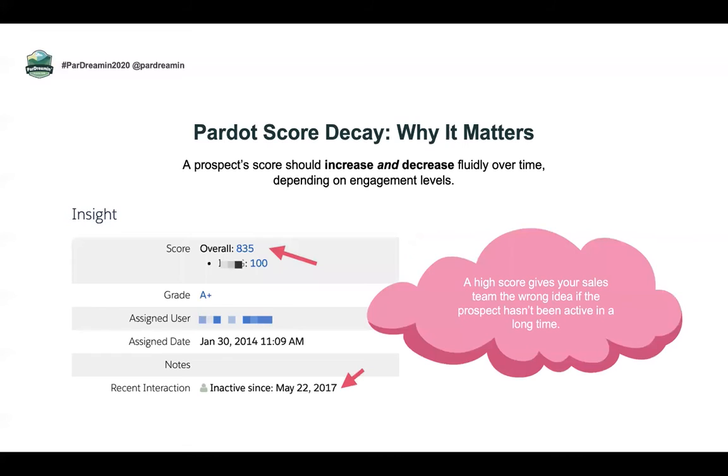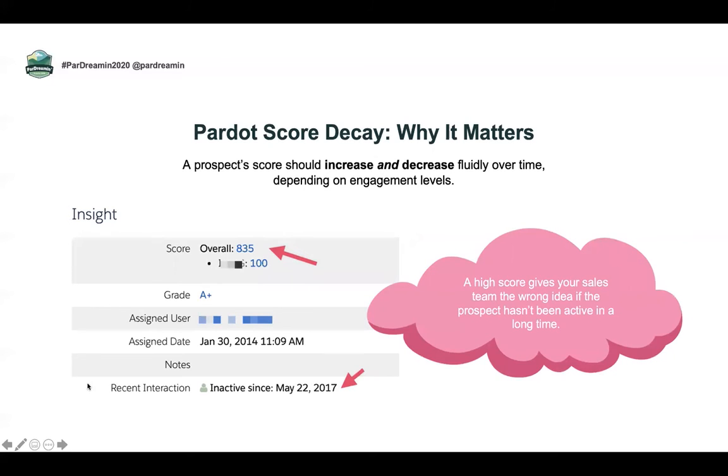So, decay. What we've talked about so far is how we can increase a prospect score. But a prospect score can and should go down too. The reason that score decay or depreciation is so important is because the score can be very misleading when the score is very high, but the last activity date is a really long time ago.